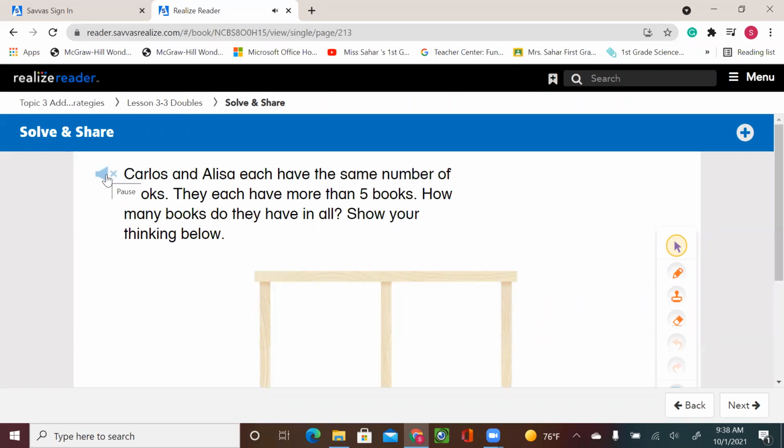Carlos and Elisa each have the same number of books. They each have more than 5 books. How many books do they have in all? Show your thinking below. So let's agree on one thing.